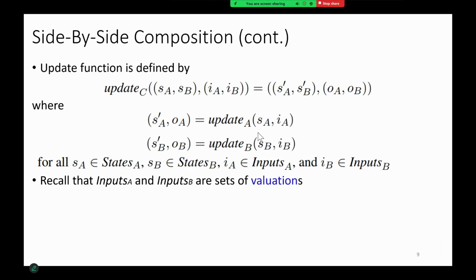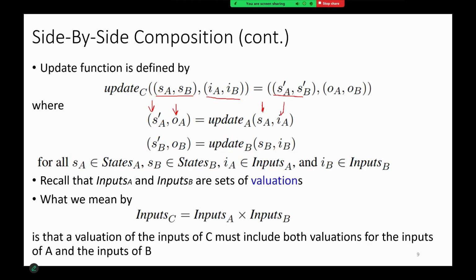In the update you will have update A, which takes the current state and gives you the next state, takes the input and gives you the output. And the update C will take the state input, the two states of A and B, the two inputs, and give you the next state and the two outputs. And the Cartesian product means all subsets of inputs A with all subsets of inputs B.